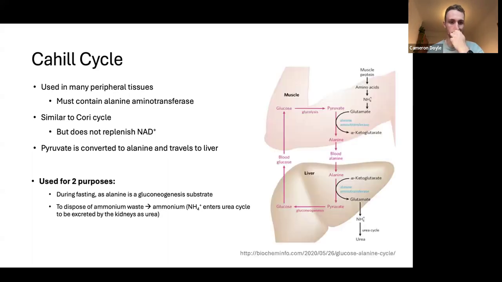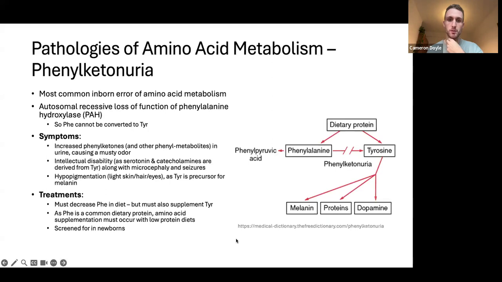So this is the Cahill cycle, which we mentioned briefly. This is a cycling between glutamate and alpha-ketoglutarate and alanine as well. I think that's something I should leave for you to read in your own time. Okay, these are the last couple of slides, which is good. I've actually done okay for timing.